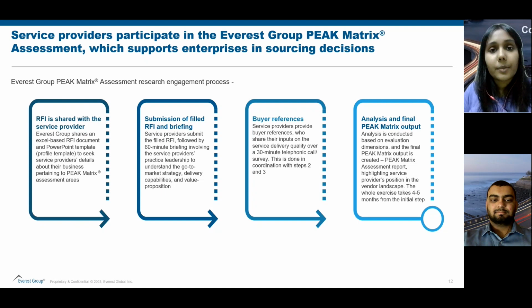Could you start by briefing our viewers on the objectives behind a PEAK Matrix assessment and how it's being leveraged by enterprises and service providers?